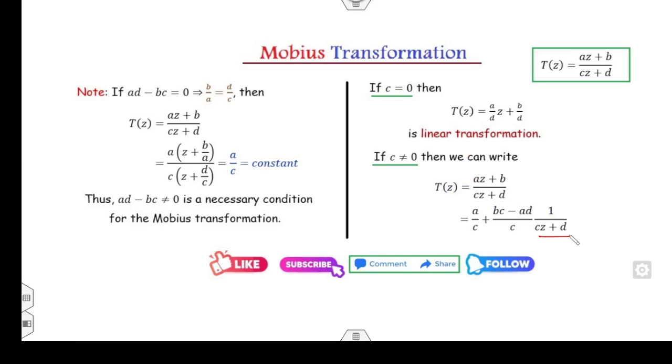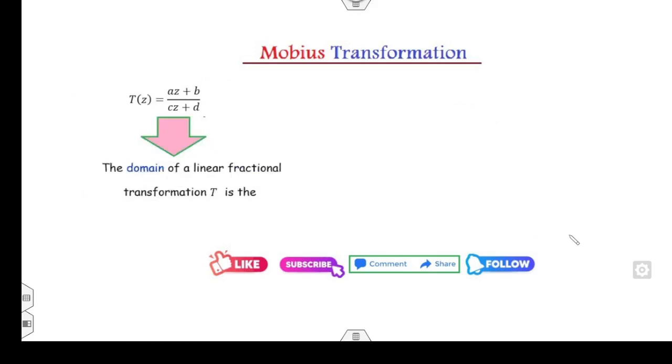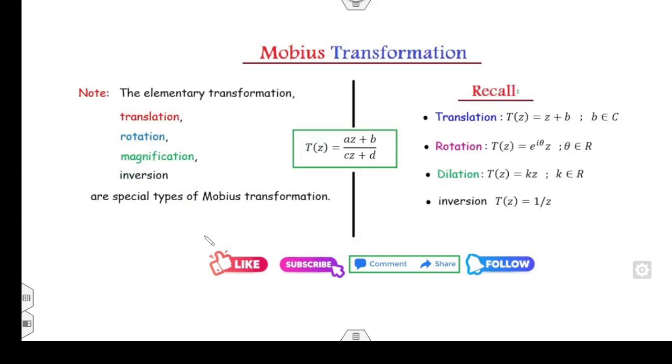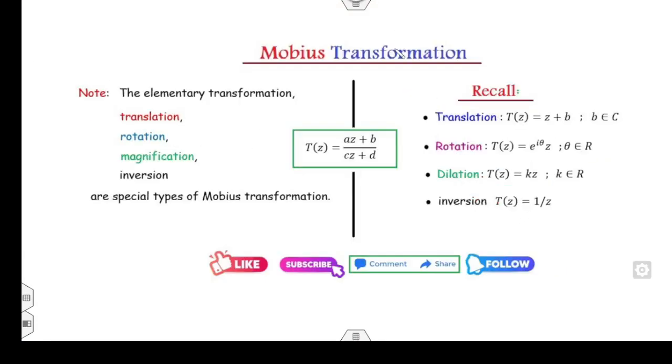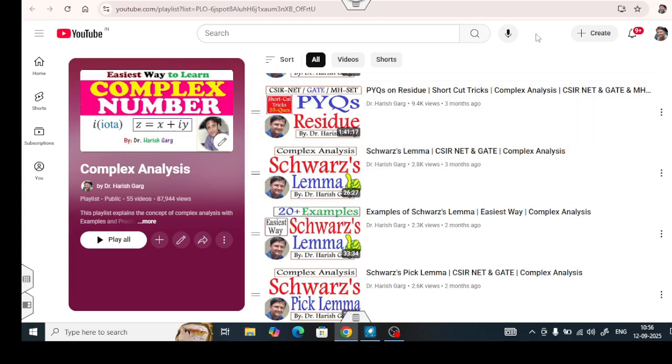Now the first result is: what is the domain of the Mobius transformation? Clearly, the domain is all those complex numbers apart from where the denominator is 0. This is my domain. The domain is all those complex numbers such that Z is not equal to minus D over C.